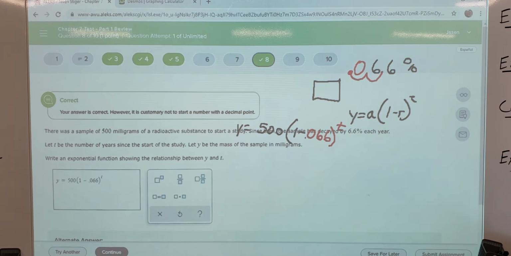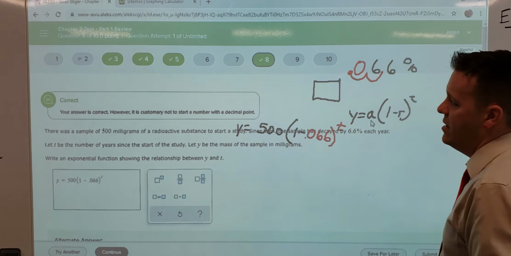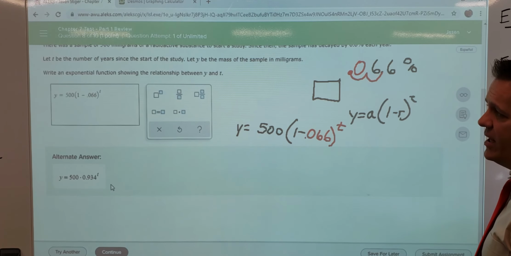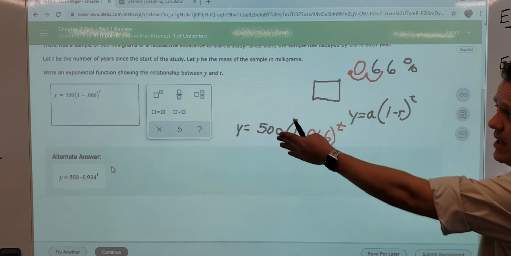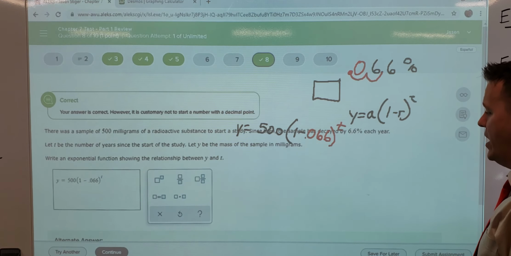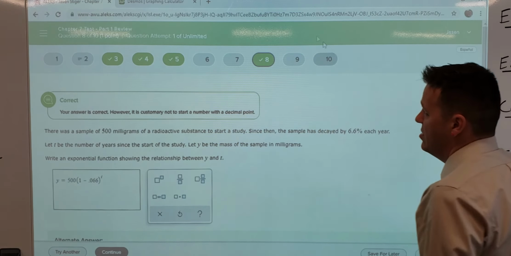However, it's customary, blah, blah, blah. Who cares? I don't care. There's the alternate answer, whoopee. I got it right, so who cares? Enter it in and you will get it right.